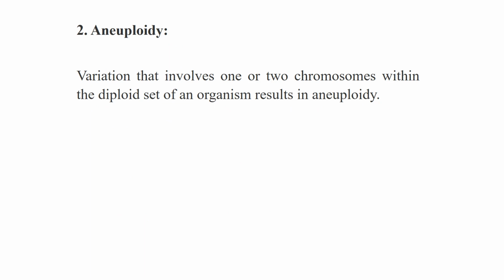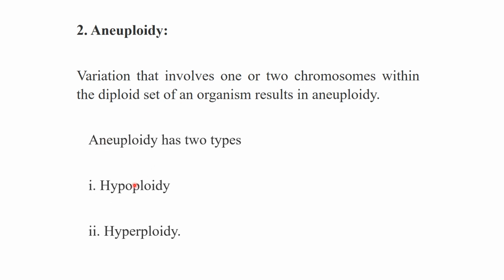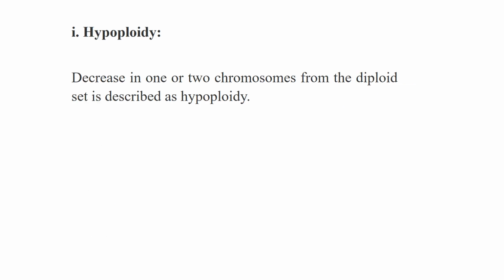Aneuploidy is the variation that involves 1 or 2 chromosomes within the diploid set of an organism. The addition or the deletion of 1 or 2 chromosomes within the diploid set of chromosomes is called aneuploidy. Aneuploidy has 2 types, hypoploidy and hyperploidy. Hypo means less and ploidy means fold. जब number of chromosomes are less than the diploid, the condition is called hypoploidy. And hyper means more addition; when chromosomes are added to the diploid cell, the condition is called hyperploidy.